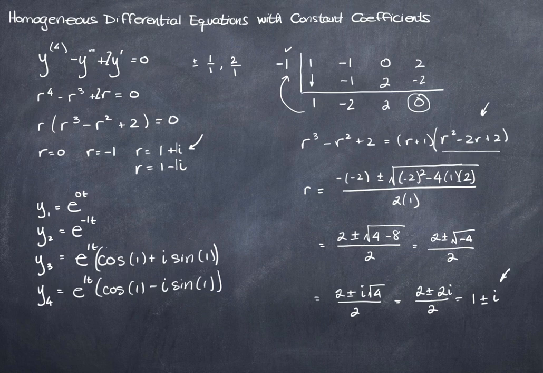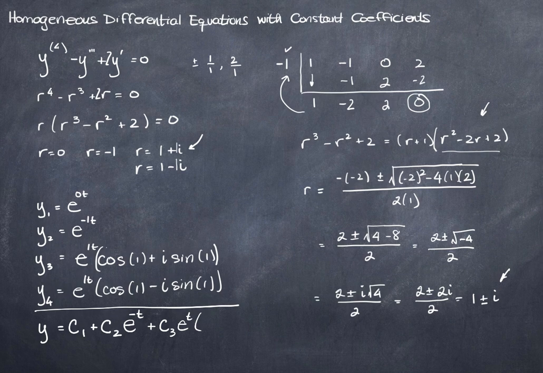Now our general solution is going to be a linear combination of these, assuming that these are linearly independent, and they are, but I'll come back and talk about that in a minute. Our general solution is, sorry, I need to back up. It's c1 times e to the 0t, and e to the 0t is e to the 0, and e to the 0 is 1. So this is c1 times 1, plus c2 times e to the negative 1t. We'll just call that e to the negative t, plus c3 times e to the t times the cosine of 1 plus i sine of 1, plus c4 e to the t times the cosine of 1 minus i sine of 1.